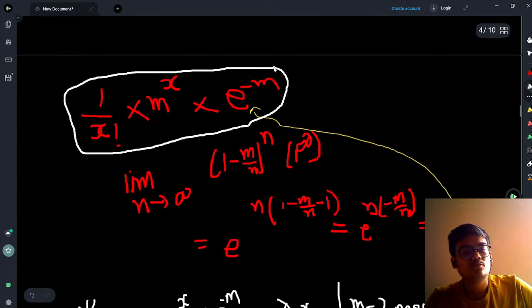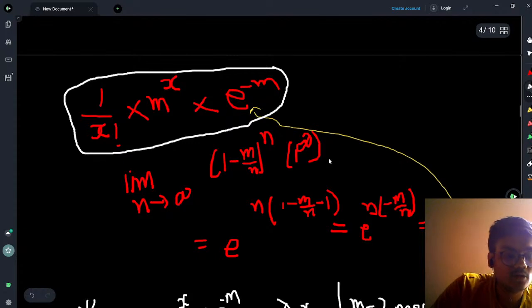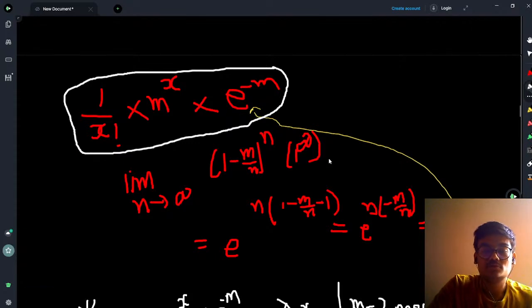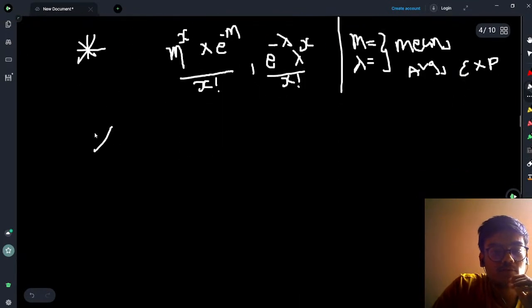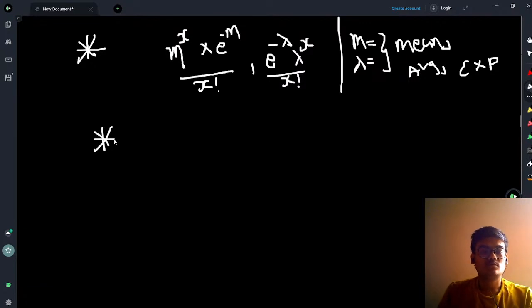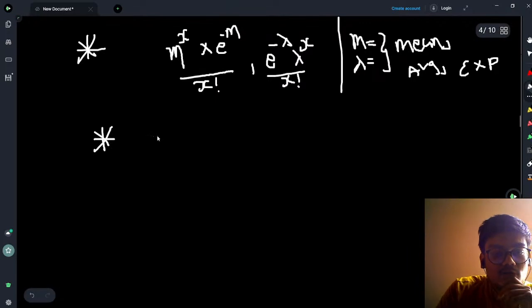So I also gave you the derivation of the formula from the binomial theorem. When will we use this formula? Like in the previous one, binomial, we also had some conditions in which we use the Poisson distribution or the binomial theorem. Here there are also some conditions.